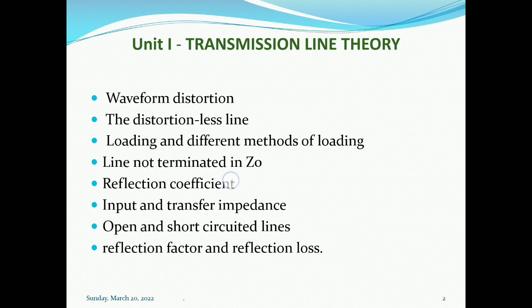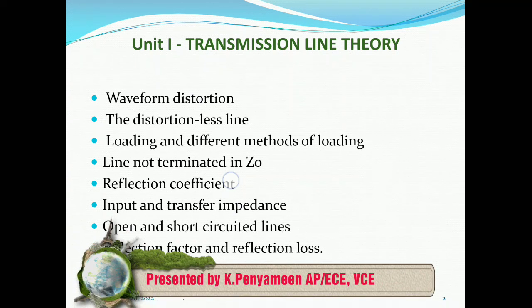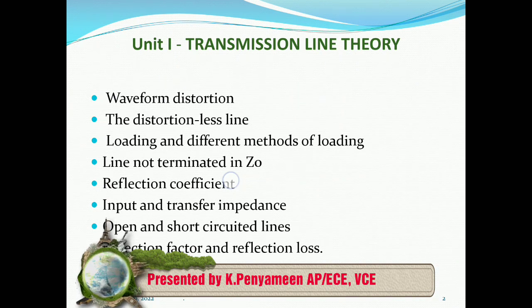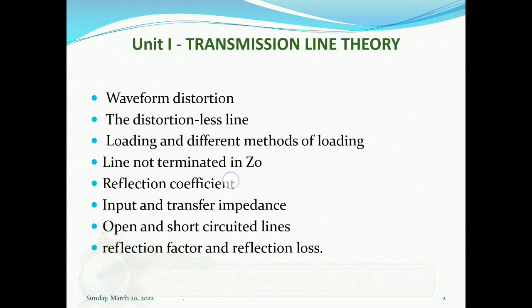Unit 1 covers waveform distortion, the distortionless lines, loading and different methods of loading, and line not terminated by the characteristic impedance Z0, reflection coefficient, input and transfer impedance, open and short circuited lines, reflection factor, and reflection loss. The most important topics in the first unit are the general transmission line solution, line not terminated in Z0, and distortionless line. These three questions are most important, and they are frequently asked in the Anna University examination.